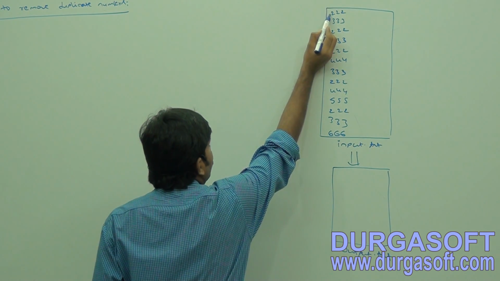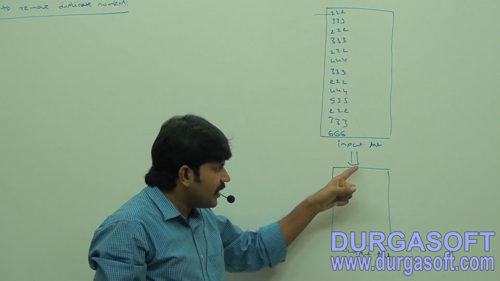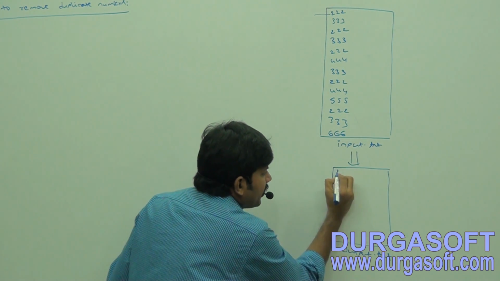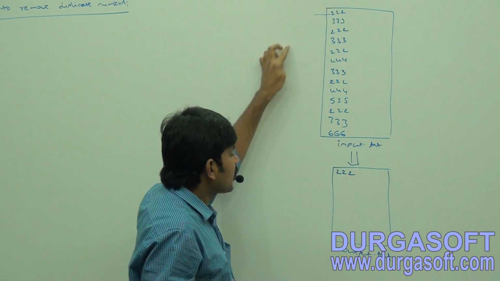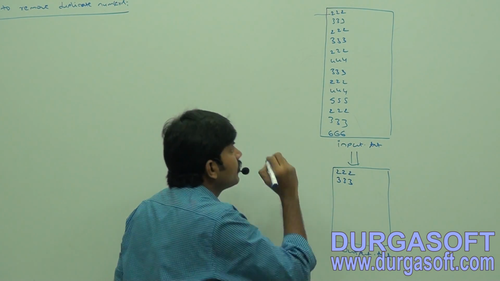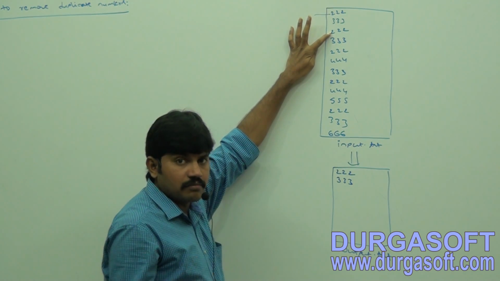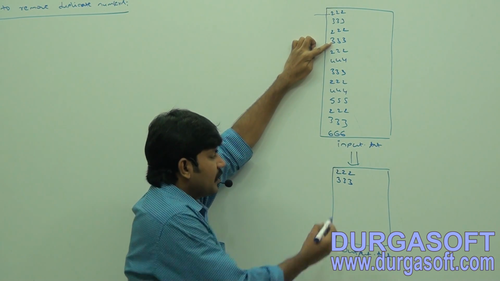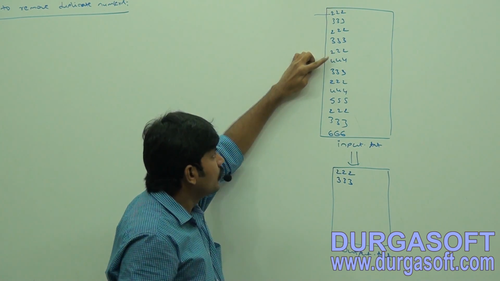Read one number. Check whether it is there in the output or not. If it is not there, write it. Take the second number, compare: is it there or not? Not there, write. Next, take the third number. Is it there or not? It is there. Oh, duplicate, not required to include. 333, it is there, ignore. 222, it is there, ignore.